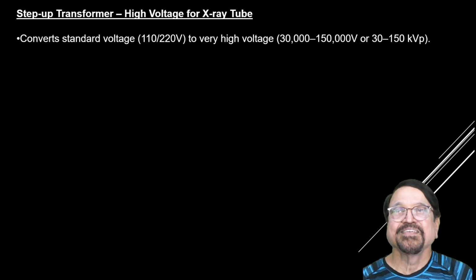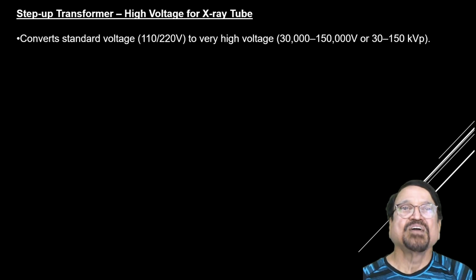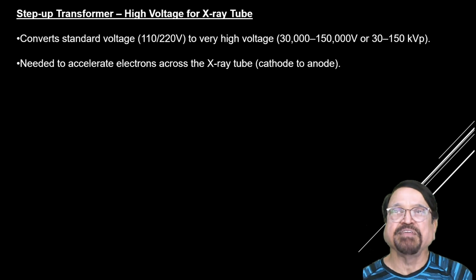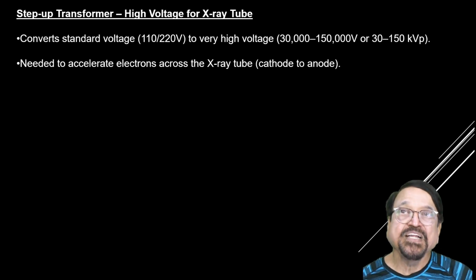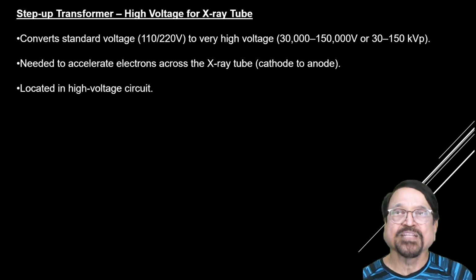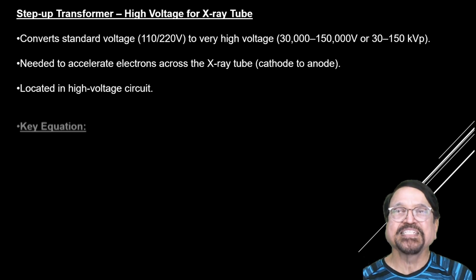Now, setup. Let's first go to the step-up transformer and see how it is designed. It converts the standard 110 volts to 30,000 to 150,000 volts, that is 30 to 150 kVp. It needs to accelerate the electrons across the X-ray tube, from cathode to anode, located in a high voltage circuit.